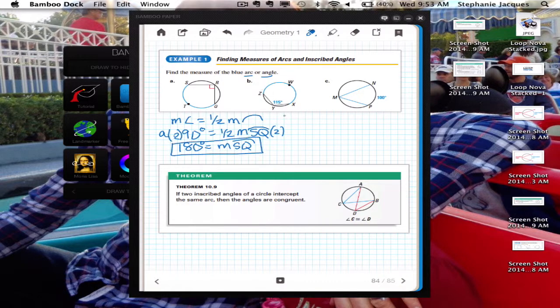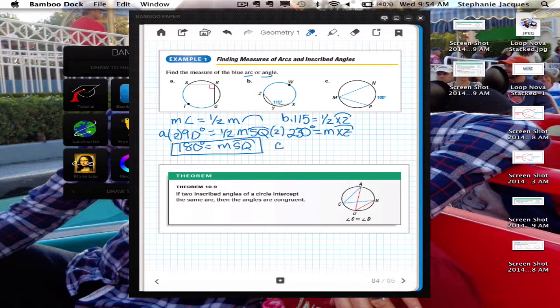And for B, it's the same idea. So we're going to have B, and you go the measurement of Y, which is 115, is going to be equal to 1/2 the measurement of ZX, or XZ. So we multiply by 2 on both sides, and we get 230 here. So the measurement of the arc XZ is 230 degrees.